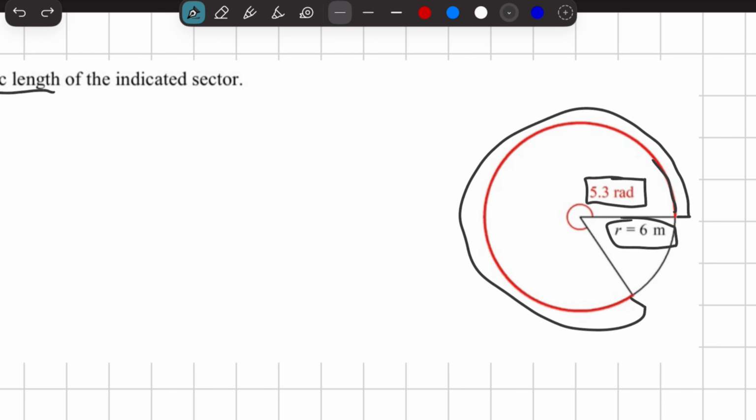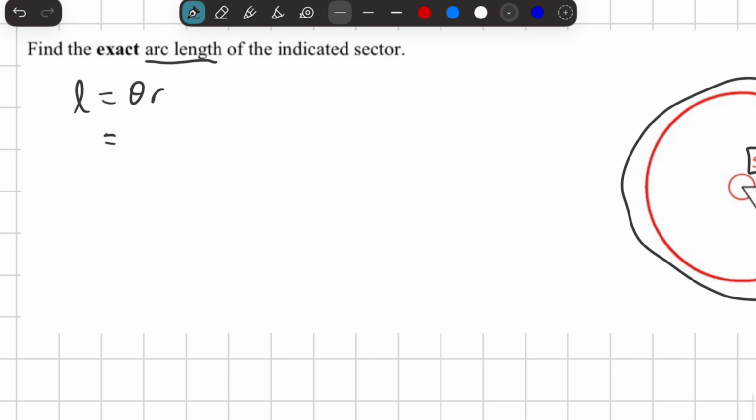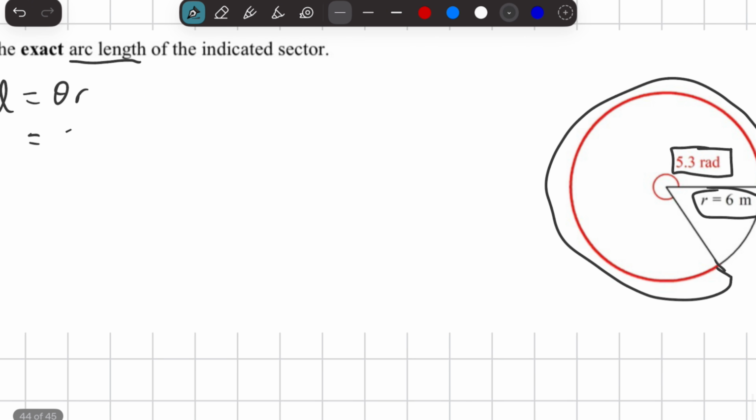Arc length equals radians times radius equals 5.3 times 6, which is going to give us 31.8, I believe. And don't forget to put your meters there. So that's how you get that answer.